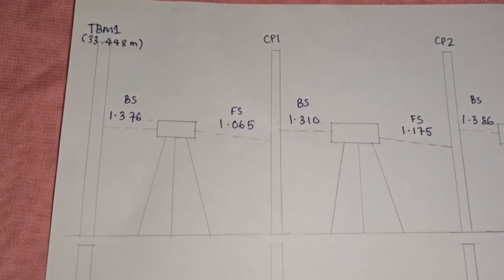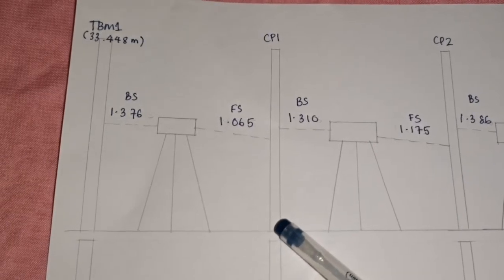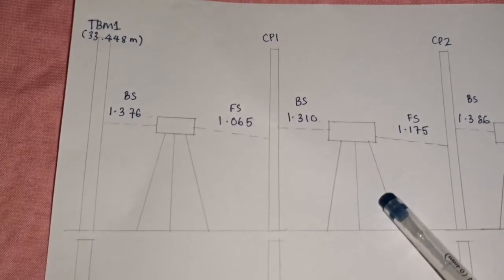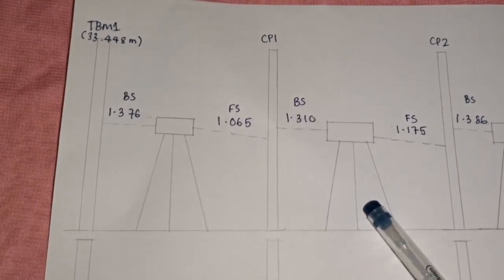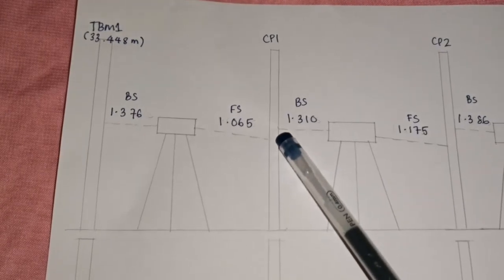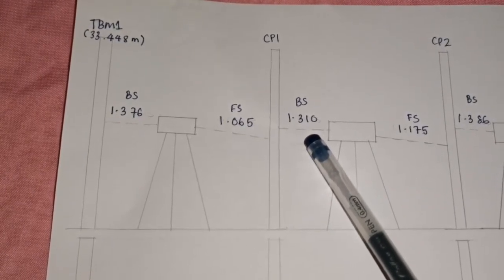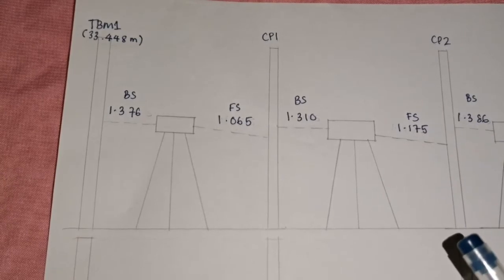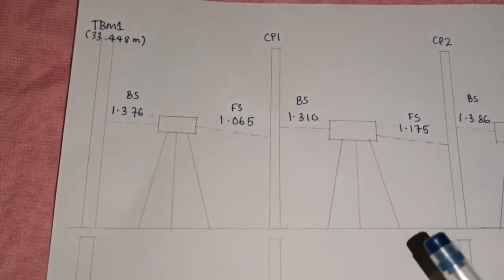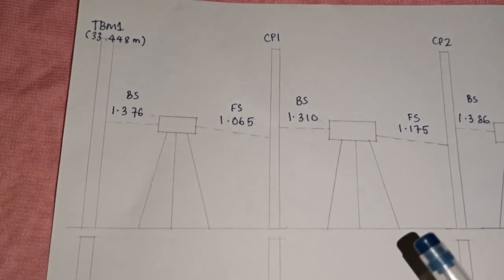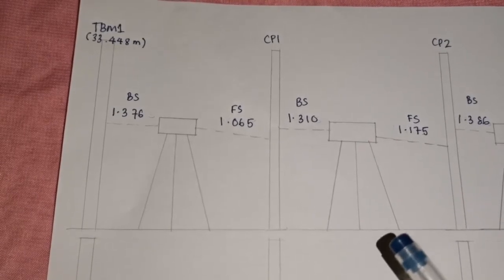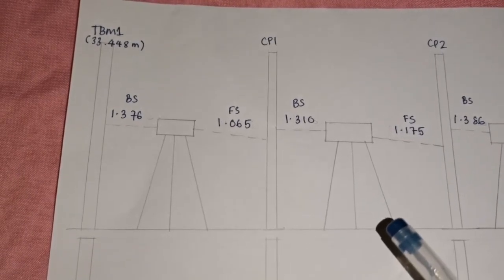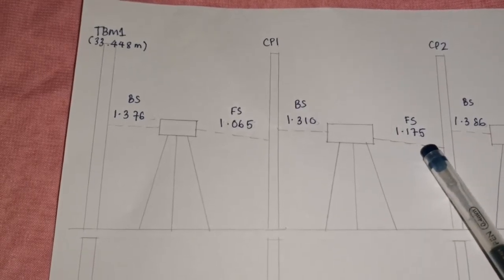The leveling staff will stay at CP1 and the auto level will be moved and set up at level position 2, that is here. Then the staff reading is taken and recorded, which is 1.310 meter. This is a backsight. By using the rise and fall method, the reduced level of CP1 is calculated and adjusted to 33.759 meter.